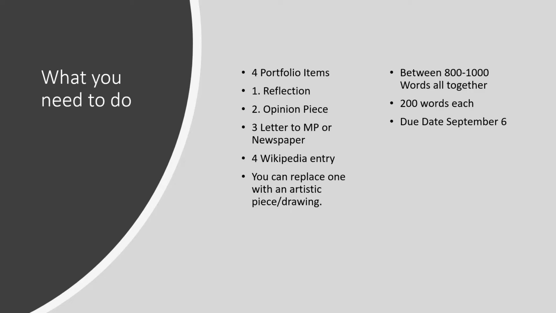Okay, what you need to do to pass the course. There are 2 parts of the course. To pass the first half, you have to do 4 portfolio items, which means you have to write 4 things. Now, in your blue book, which is the assessment book, you will see I have outlined 4 pieces for you to do. The first one is a reflection. The second one is an opinion piece. The third is a letter to an MP or a newspaper. And the fourth is a Wikipedia entry.